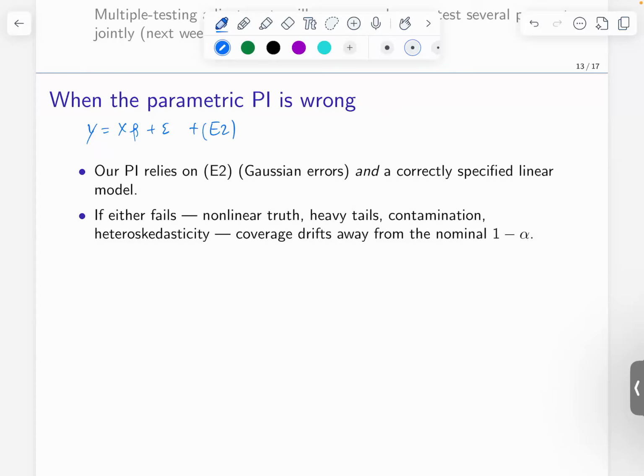So our prediction interval, the one that we just constructed for y, mu, relies on Gaussian errors and a correctly specified linear model, which are very strong assumptions, to be honest. If they're violated, you're not going to get these guarantees. Maybe if they're slightly violated, you're still close, but you never know what the real model is. So the way it could fail is that you could have a nonlinear truth, heavy tails, contamination, or heteroscedasticity, which is unequal variances on the noise.